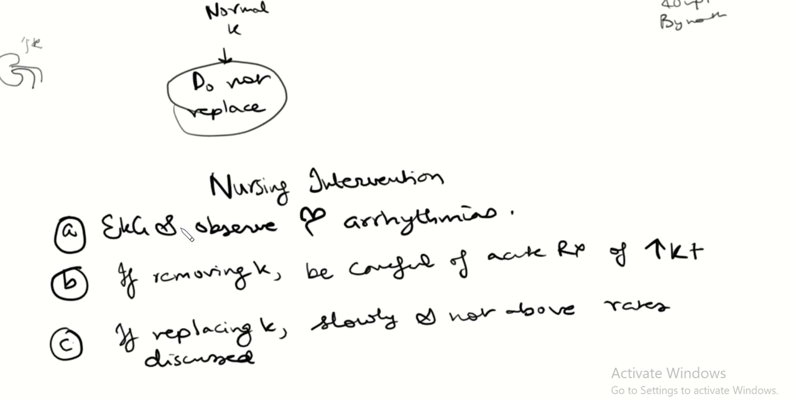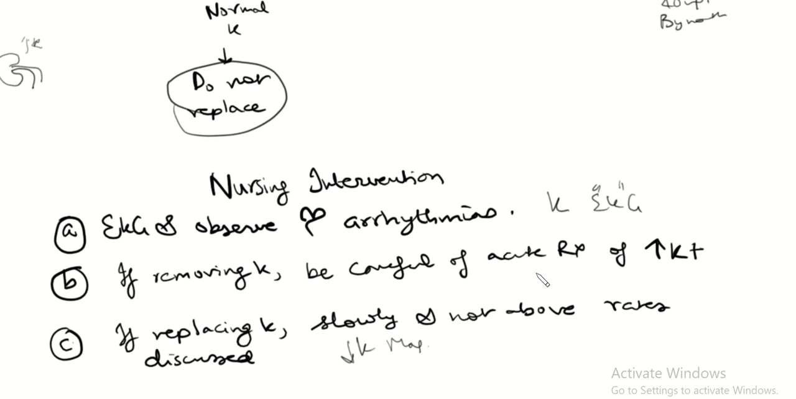Interventions. The biggest thing: K, EKG. Watch out for the electrical abnormalities and arrhythmias. If you are removing K, be careful. If you're replacing, be careful. If you're replacing, do it slowly. If they're having low potassium, check their levels, magnesium levels.